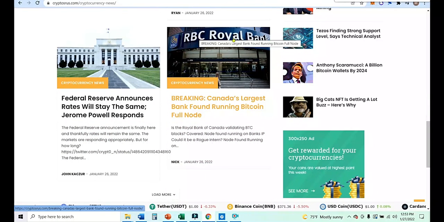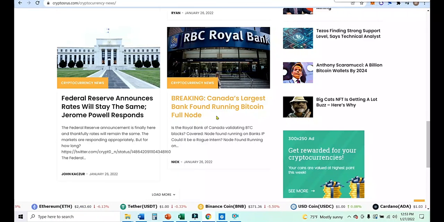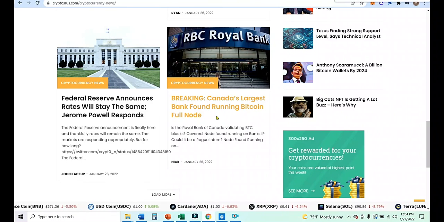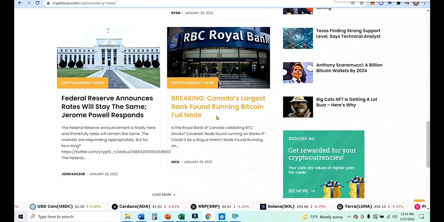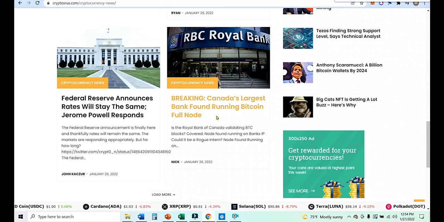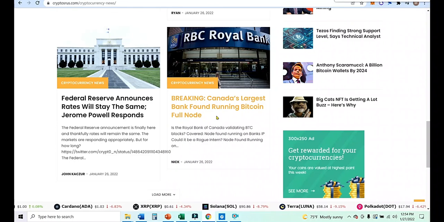I saw this headline: RBC Royal Bank, Canada's largest bank, found running Bitcoin full node. Okay. So this isn't going away, guys. It's not going away. Looks bad right now. Could be bad for the next 6 months, up to a year. I hear both of those. But what happens when this all turns around and you have all this adoption? It's called a network effect. So many people are getting into it. You gotta have patience. And I'm gonna leave off on that.